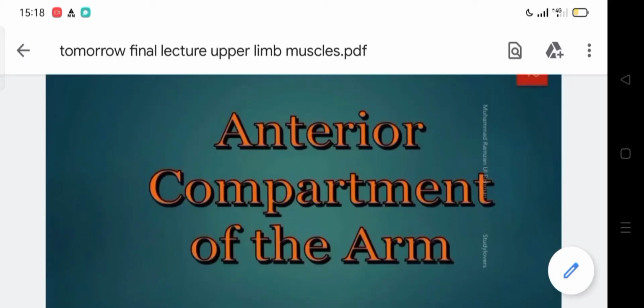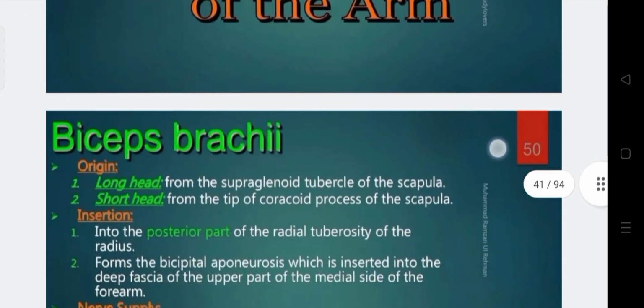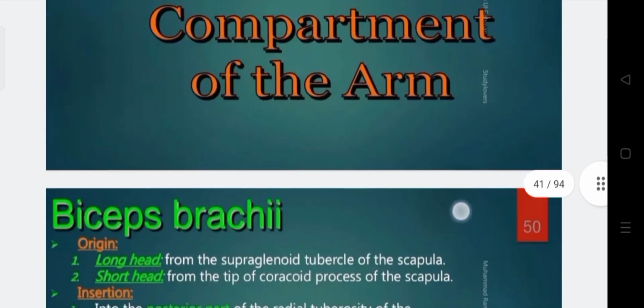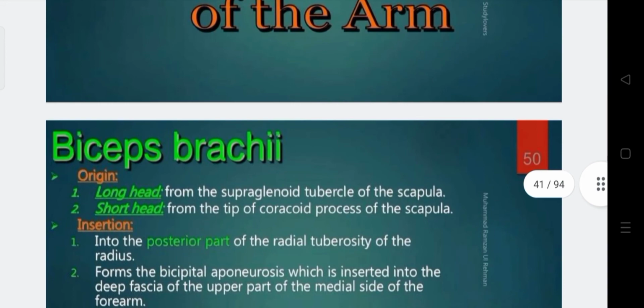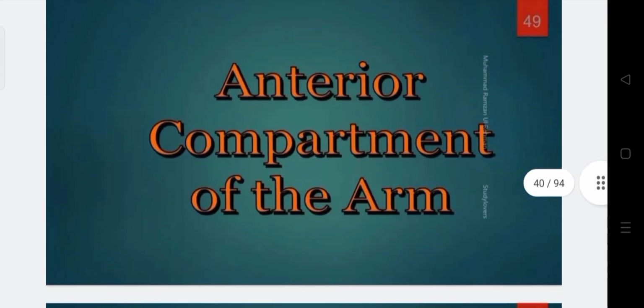Now we come to the anterior compartment of the arm muscles. Basically it is divided into two components. One is the anterior component, the other is the posterior component. In the anterior component, I made a mnemonic, BBC. First B is for the biceps brachii, the other is the brachialis, and the third, C, is for the coracobrachialis. And in the posterior component, only one muscle is there, which is triceps.